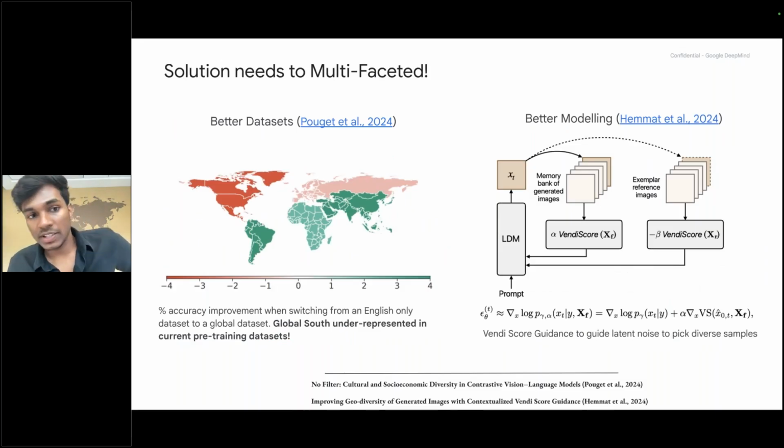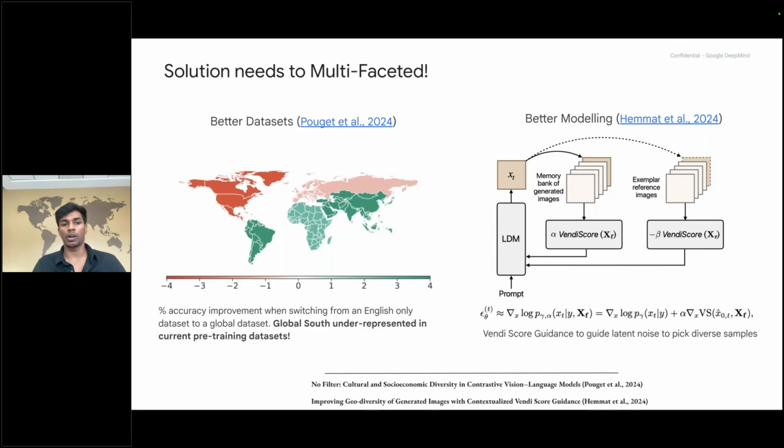And some of these early solutions, I mean, all of these works are very recent. On the left is a paper, quite recent. It's called No Filter, Cultural and Socioeconomic Diversities in Vision Language Models. Although it's not generative, they do this analysis on a SigLIP model. What they also found out was that a lot of these pre-training data sets have very little representation for the global south. A lot of these image text pairs are in English.